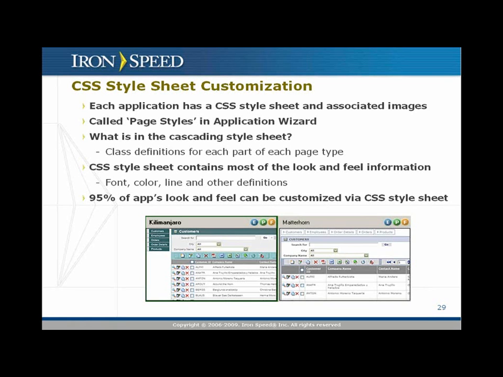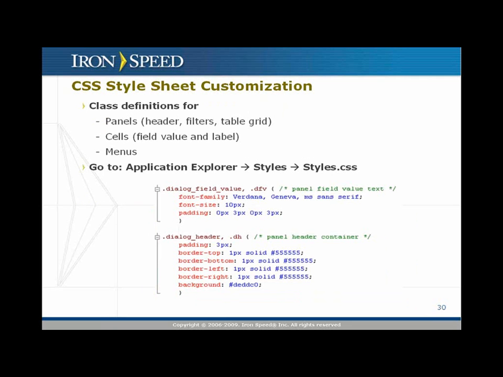When you selected a page style in the application wizard, what you are really doing is selecting from one of 26 different style sheets that IronSpeed Designer has. And in fact, you can go back to the application wizard anytime you want and select a different page style, which is really just selecting a different style sheet. Interestingly, about 95% of your app's look and feel is controlled by the style sheet. All the font color, line, all of those little bits of your application are controlled by the style sheet.